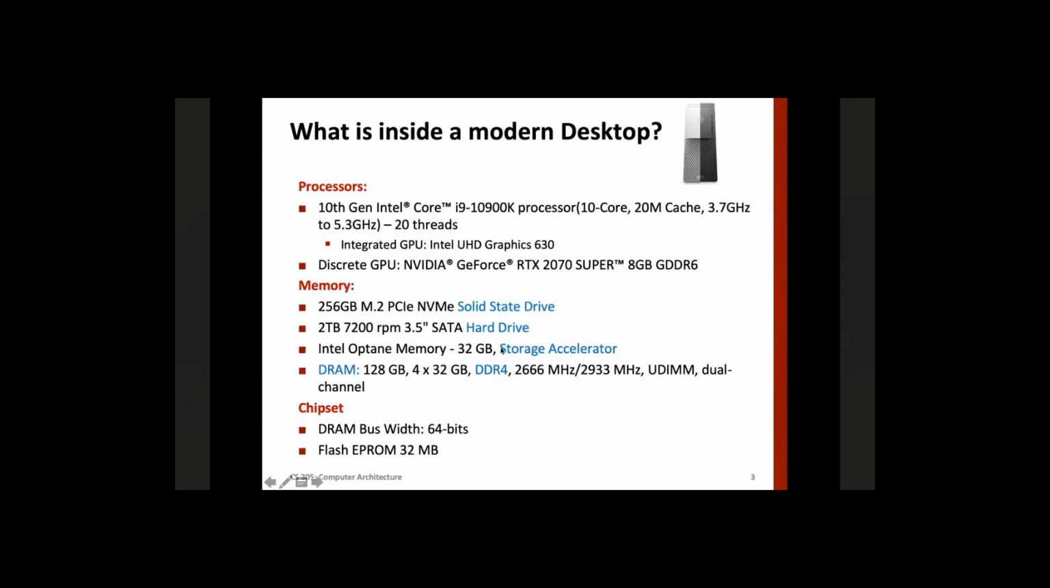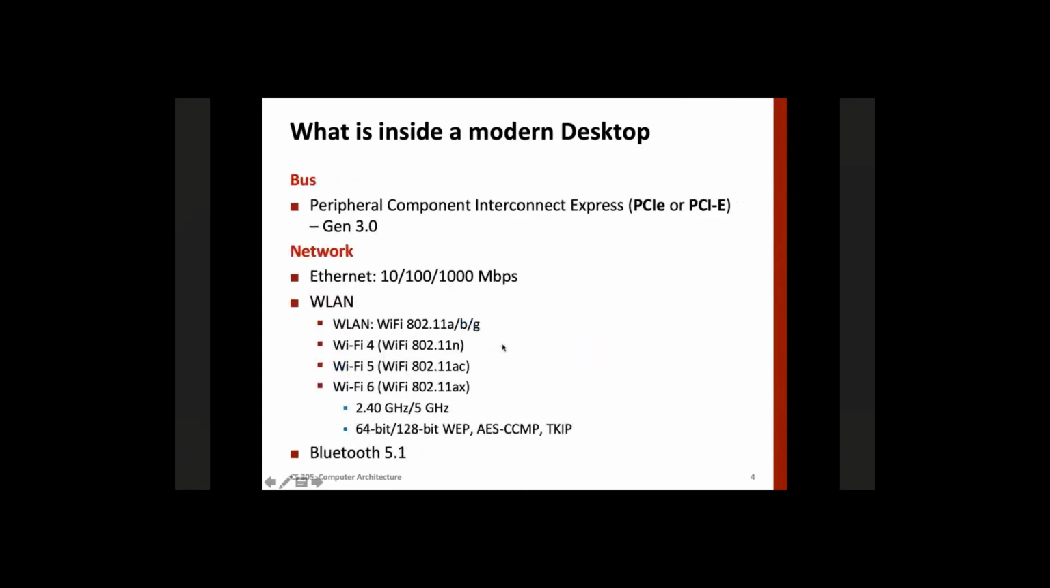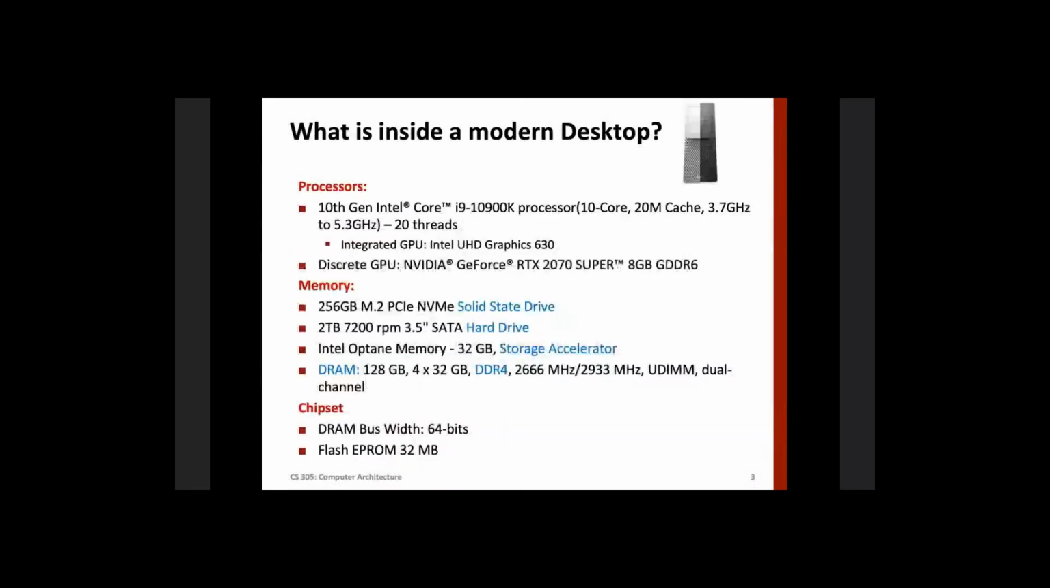Then in this processor there is a storage accelerator. Well, this is also a new thing, right? Intel Optane memory, also called a storage accelerator. Then all our laptops have DRAM, which is the main memory. Nowadays we are using DDR4, which is a type of DRAM memory. We'll look at this.